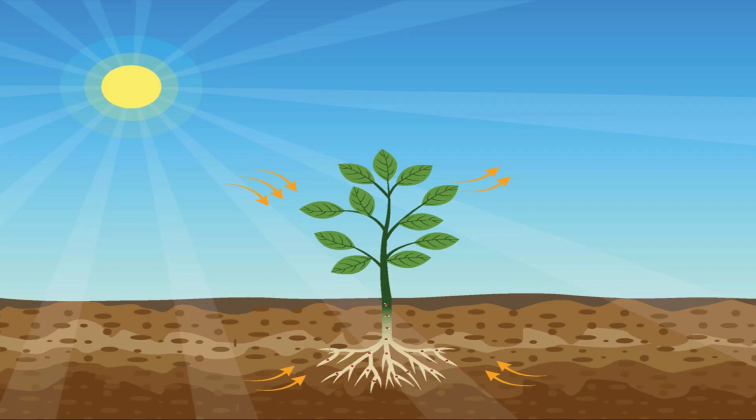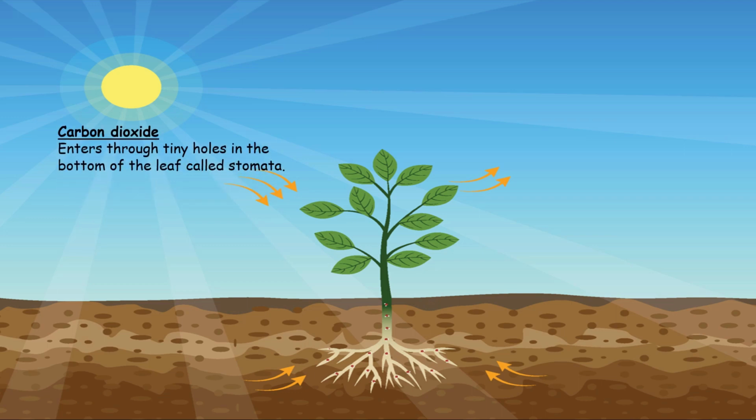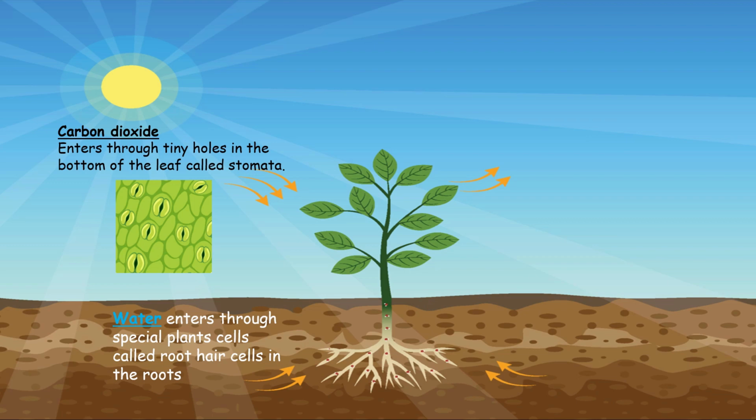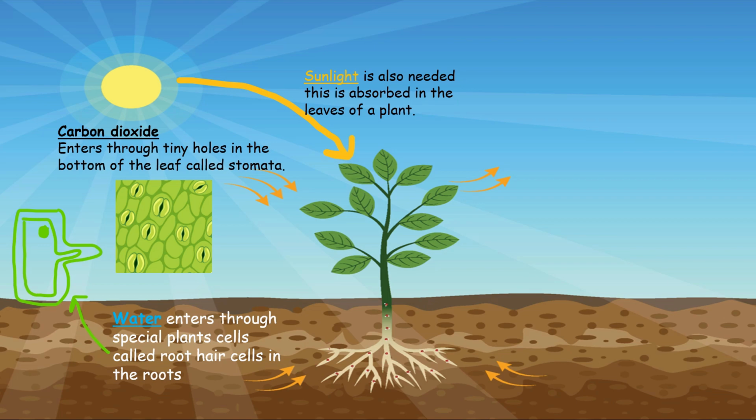Well, we have a gas that enters the plants through the leaf. That gas is called carbon dioxide. It enters through tiny holes in the bottom of the leaf called stomata, shown here. And water enters through special plant cells called root hair cells in the roots. Look here, this is a root hair cell with a large surface area. And plants need sunlight. Sunlight's absorbed in the leaves of a plant.